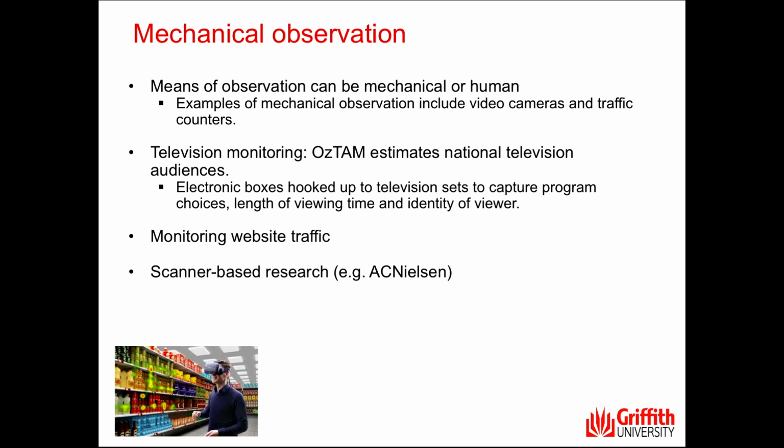Another example is television monitoring. Companies estimate national television audiences. They use electronic boxes hooked up to television sets to capture program choices and length. Do people change channels during a commercial break, and who are the viewers? Also monitoring website traffic: how long people spend on a particular page, which parts they like to click, which parts they ignore. Basically, you have good mechanical observation.